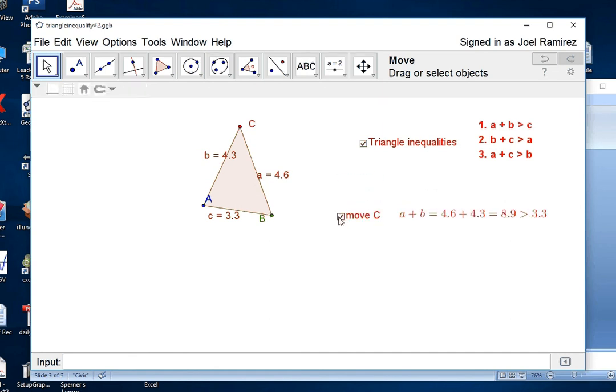Moving C around, the same thing happens. I notice if I move vertex C around, the length of segment C stays at 3.3. However, A and B will be changing. If I stop here, I notice that A plus B should be greater than C. A is 4.1, B is 5.7. The sum of 9.7 certainly is greater than C, which is 3.3. All the theorem states is that the sum of any two sides will be greater than the third side.